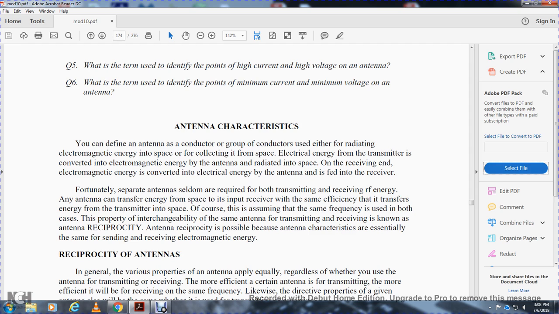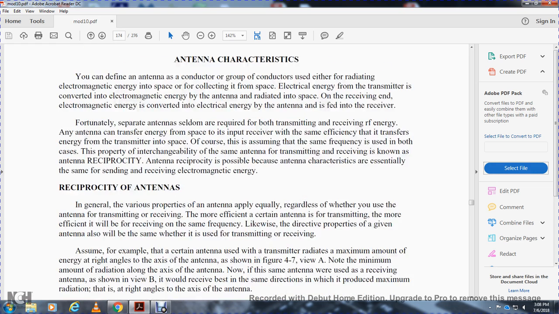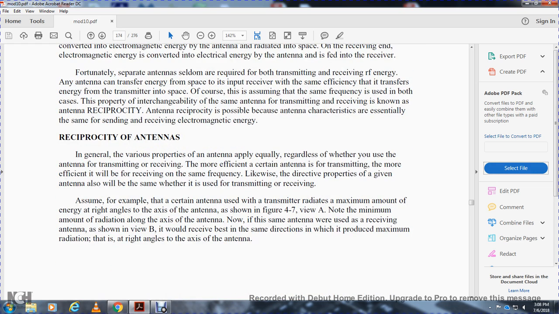Antenna reciprocity is possible because the antenna characteristics are essentially the same whether sending or receiving electromagnetic energy. In general, various properties of the antenna apply equally regardless of whether the antenna is transmitting or receiving. The more efficient a certain antenna is at transmitting, the more efficiently it will receive at the same frequency. Likewise, the directional property of a given antenna will also be the same whether transmitting or receiving.